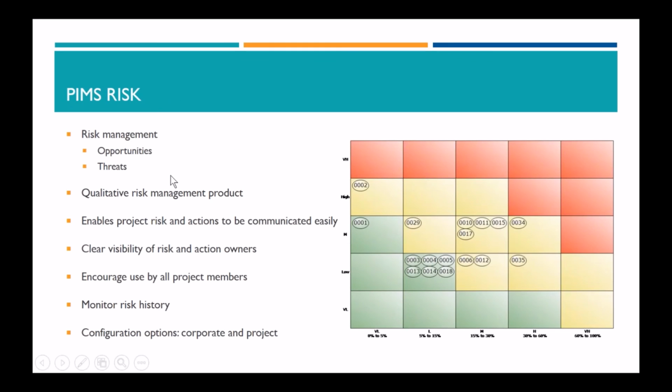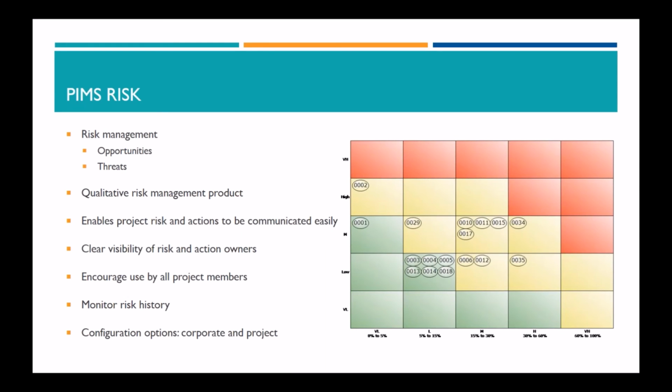Okay, so some of the key features within Pims Risk. As I said, it's a full risk management tool, so it focuses equally on opportunities and threats. It doesn't exclude one from the other. You can in fact configure it so that you only focus on threats if that's what you want, but I feel the best value is to focus on both, to be able to minimize your threats and exploit and maximize your opportunities.